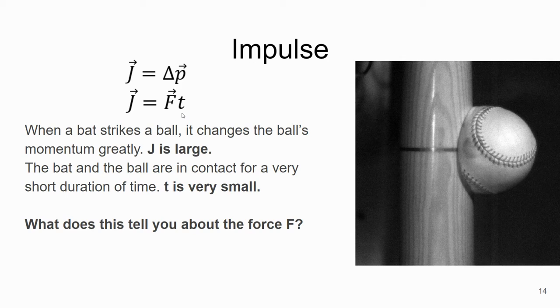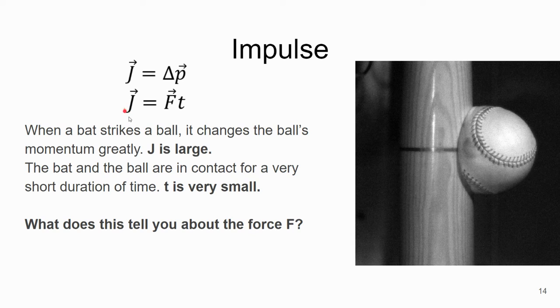Now, the bat and the ball are in contact for a very short duration of time. So remember those videos we watched in the last class and all the high speed photos of the bat hitting the ball, the golf ball hitting the club face, things like that. The two things aren't in contact for very long. So the question is, what does this tell you about the force F?